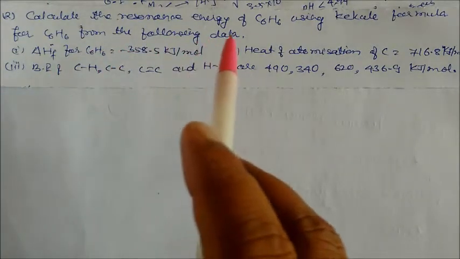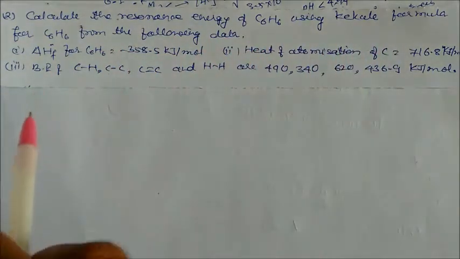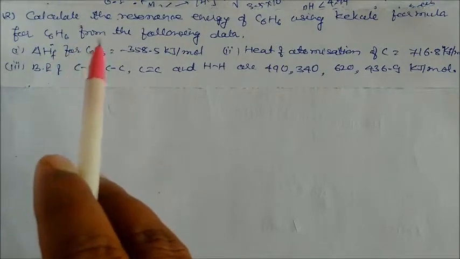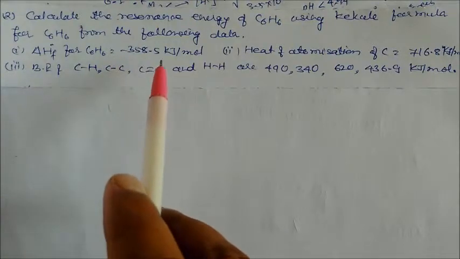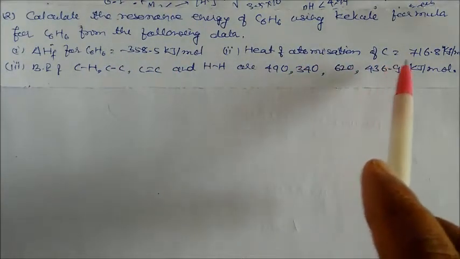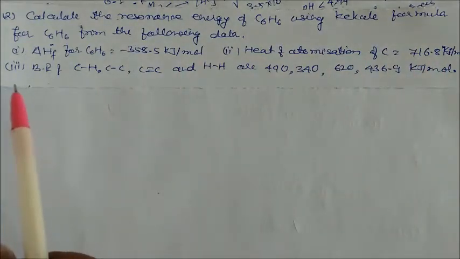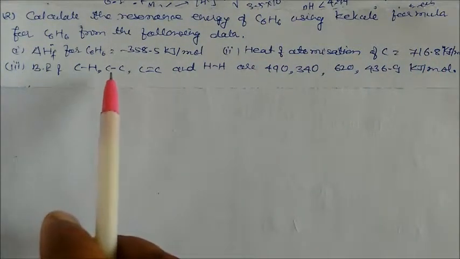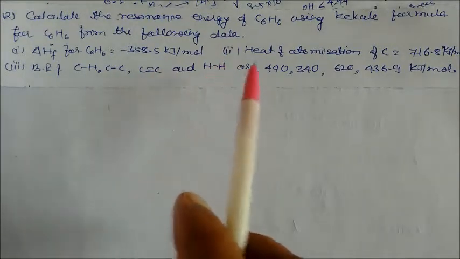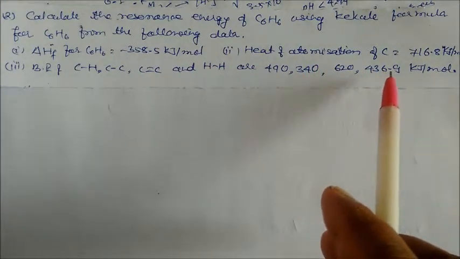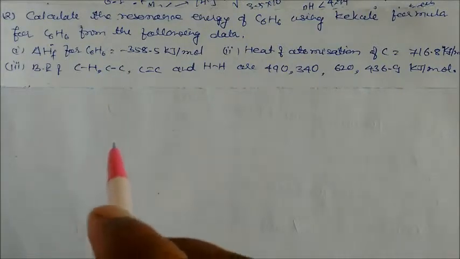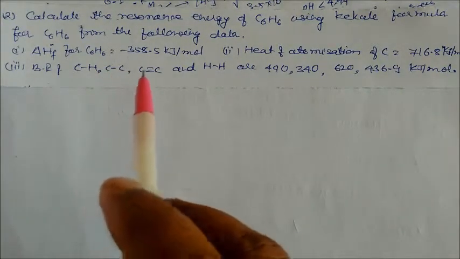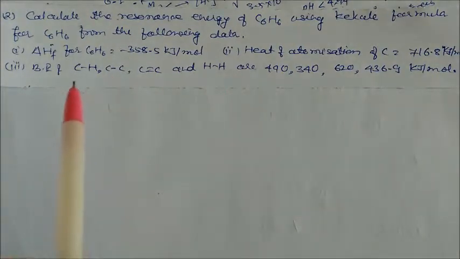Calculate the resonance energy of benzene using the Kekule formula for C6H6 for the following data. The heat of formation of benzene is given as 358.5 kJ per mole, while the heat of atomization of carbon is 716.8 kJ per mole. The third data given are bond energies of C-H, C-C, C=C and H-H as 490, 340, 620 and 436.9 kJ respectively. Here we have to find the resonance energy of benzene. We know that the resonance energy is the experimental heat of formation minus the calculated heat of formation. The experimental value is given here.